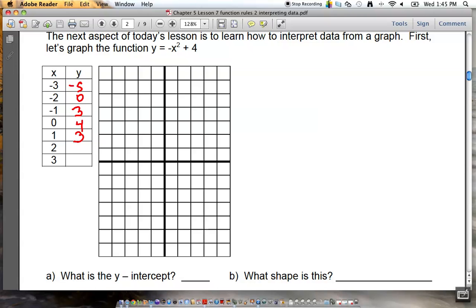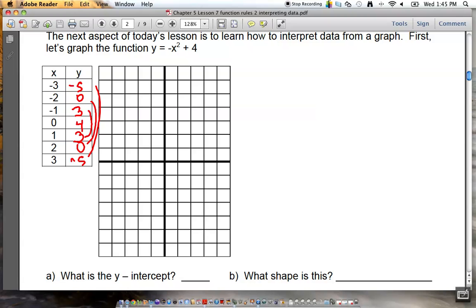That's weird. Plug in a 2. 2 squared is 4, negative 4. Very strange. 3 squared is 9, negative 9. Negative. Hey, that's kind of weird. You ever see that before? I'll tell you one thing, this is not linear. It's definitely not linear.